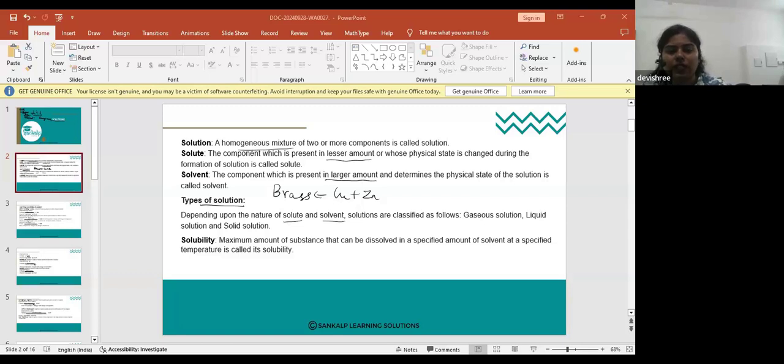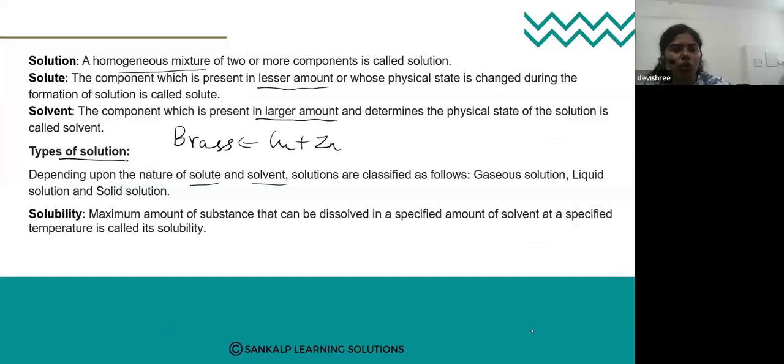Yes. So after these types of solutions, you need to understand one more term. We saw what is solute, what is solvent, what is solution. We also checked the types of solutions. Next we have the solubility term. Very, very important to be understood.